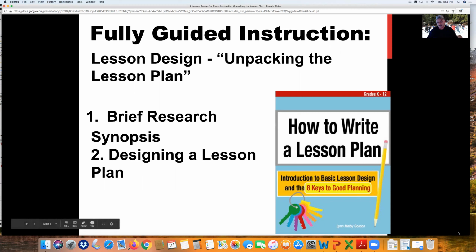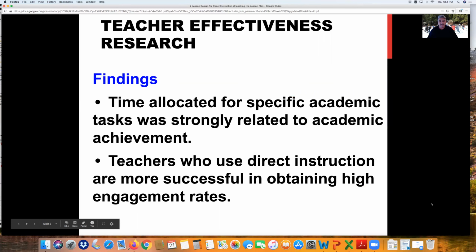So in a brief research synopsis, then I'm going to get into designing the lesson plan, what the components are, and what they look like. First of all, in terms of the teacher effectiveness research that has come out over the years, the two bullets here: time allocated for a specific academic task was strongly related to academic achievement. It makes sense. Direct instruction has lots of high engagement rates because you're really focused on the academic task at hand. And the more time you spend on anything, the better you're going to get at it, especially if the instruction is quality.